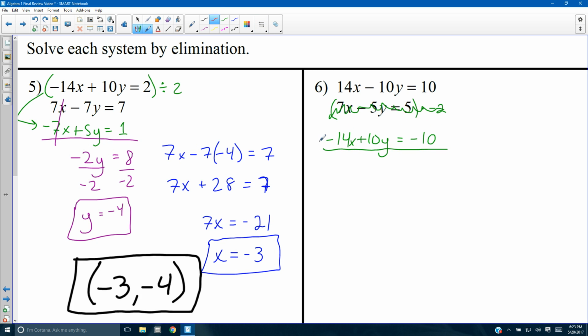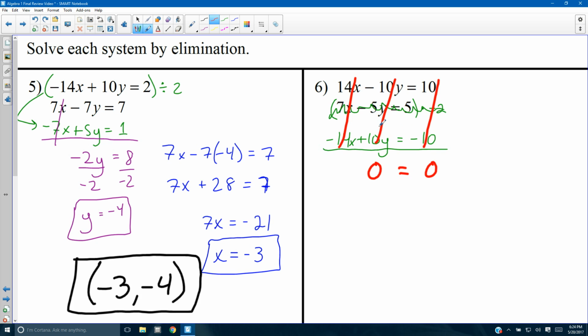14x minus 14x cancels. Negative 10y plus 10y cancels. 10 minus 10 cancels. What? Did that just happen? Do the equals cancel? No, you still write the equal sign. Well, what's left here? What does canceling mean? Canceling means becomes 0, at least in this case. Additive inverses become 0. I have 0 on this side. I have 0 on this side.